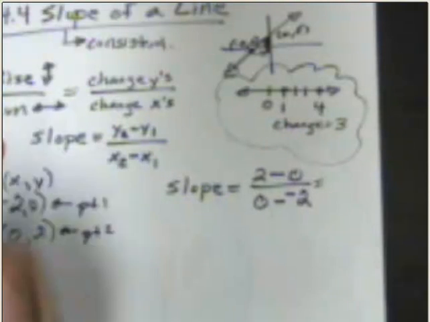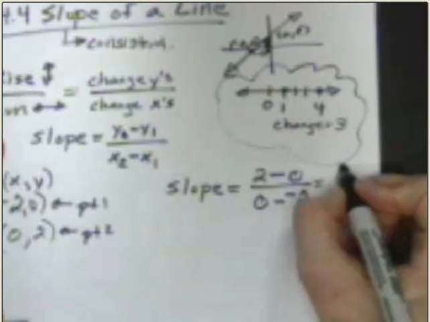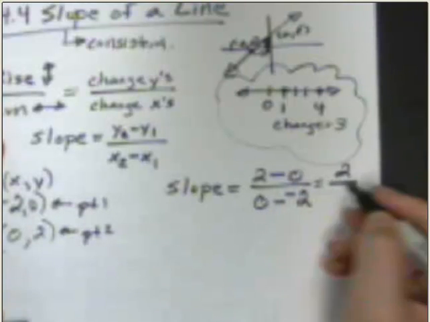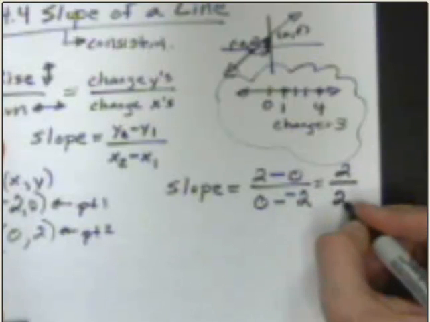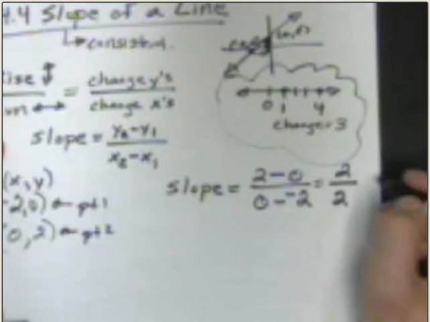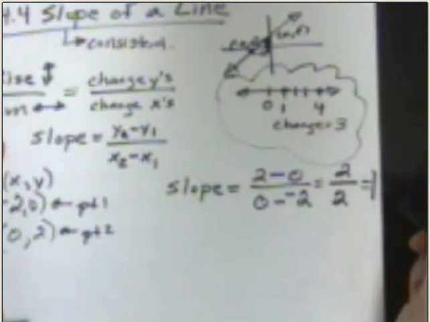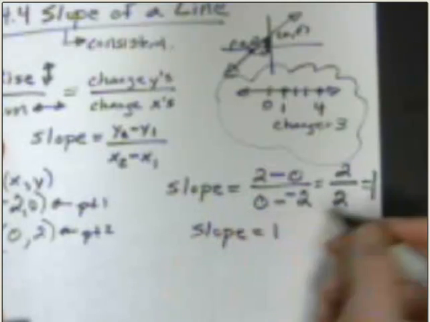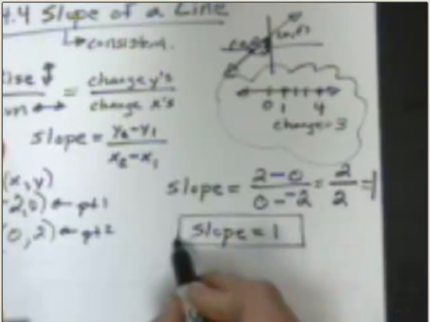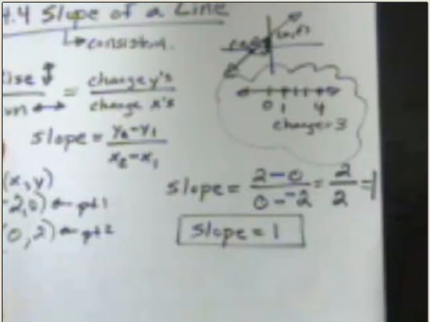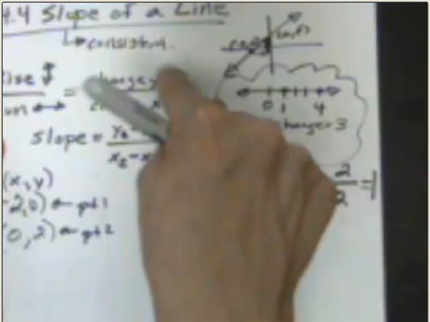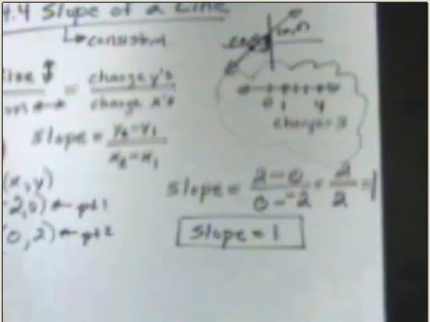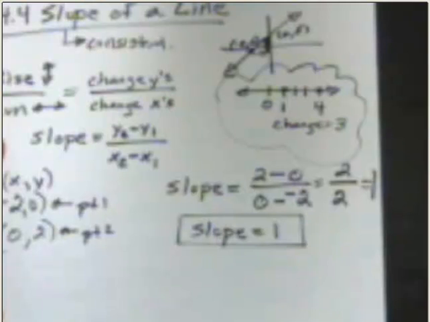2 minus 0, what do I get? 2? 0 plus 2. Oh, what's the slope of this thing? 1. Slope equals 1. Wait a second. Didn't we just say that slope had to be a fraction? I mean, didn't we just say it was a comparison of the change in y's to the change in x's? Could someone please tell me what is 1 if I want to write it as a fraction?